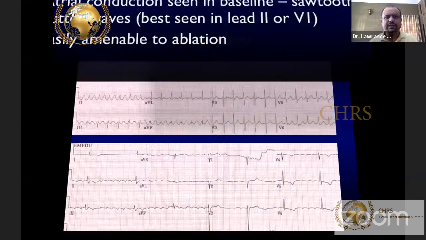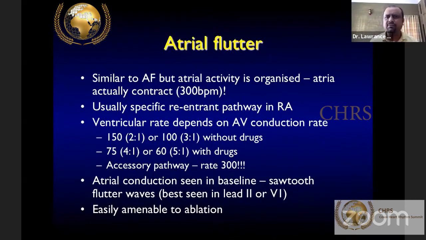Atrial flutter is similar to atrial fibrillation, but the atrial activity is more organized. Usually they will have specific reentrant circuits in the right atrium or left atrium. The ventricular rate again will depend on the AV conduction rate. It will be exactly at 150 or 100 depending on the conduction. If it is a 300 atrial flutter and you have 2:1 conduction, your ventricular rate will be 150. If it is a 3:1 conduction, your ventricular rate will be 100. But as I told you already, if you have an accessory pathway, you can go at 300 beats per minute.